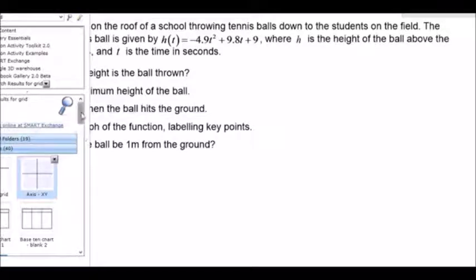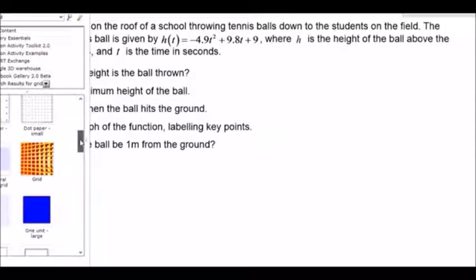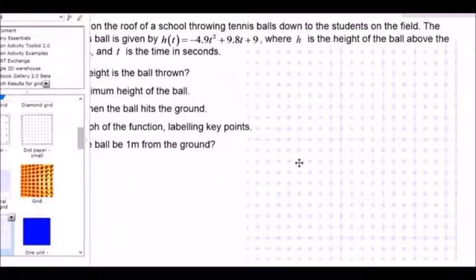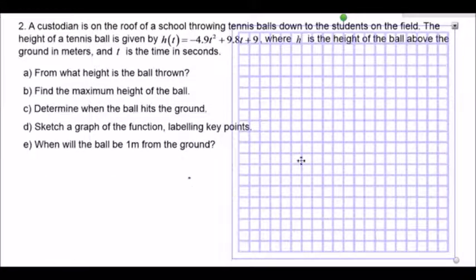Don't need that one. This one. There we go. There's my grid. Okay. So what are my key points? Oops. Let me undo that. Oh, my pen is going crazy.